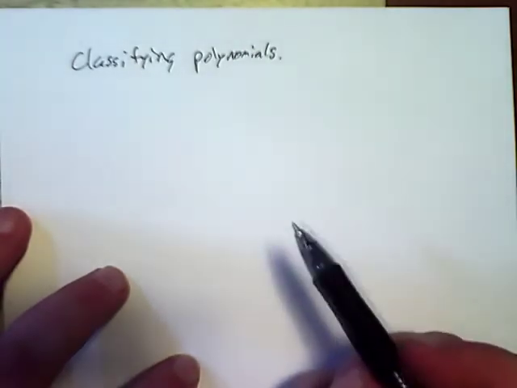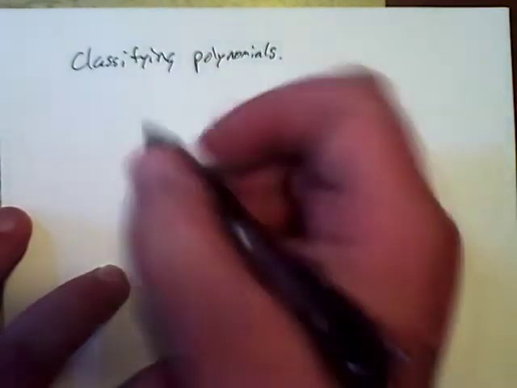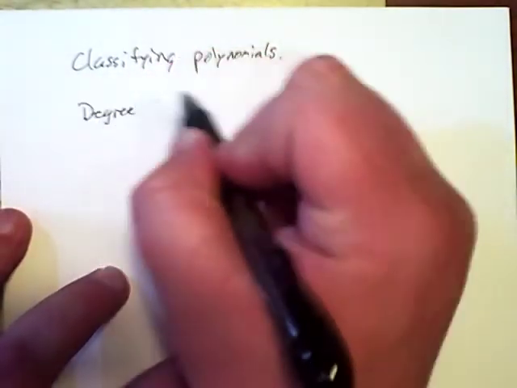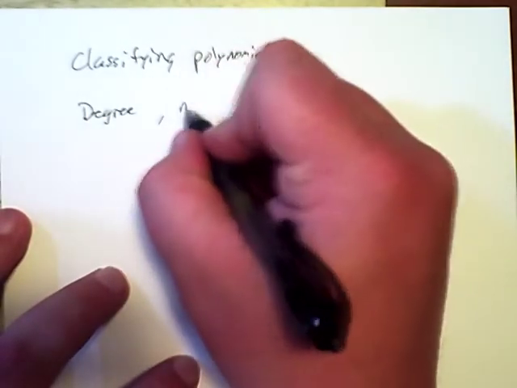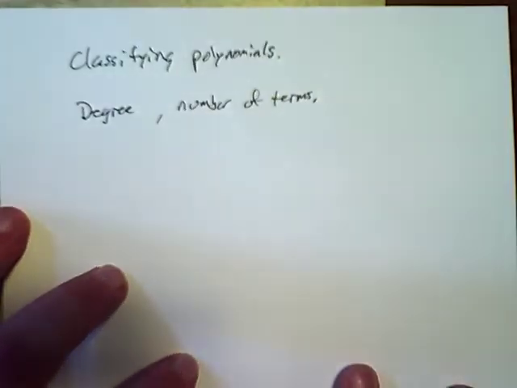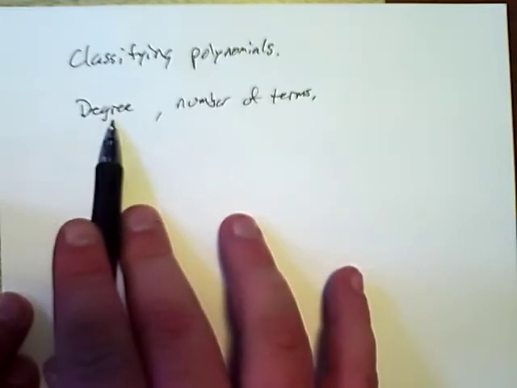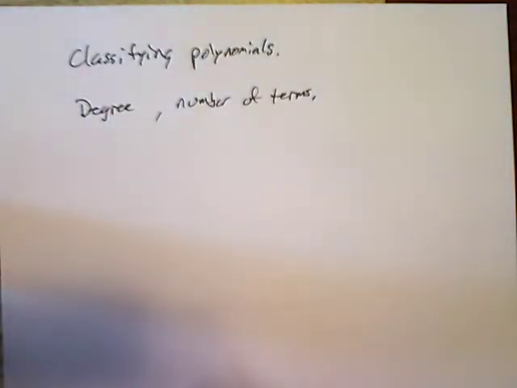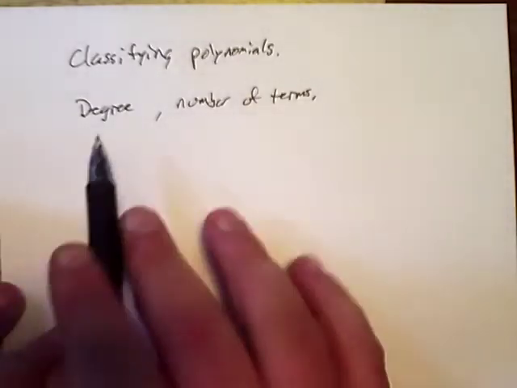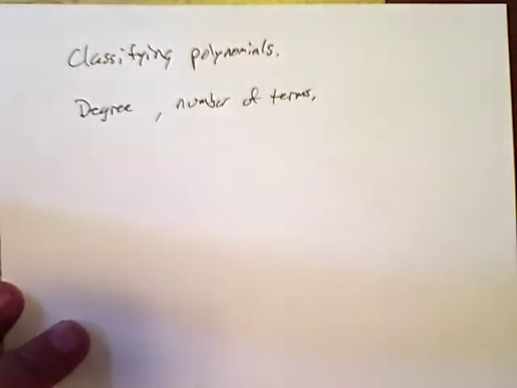When it comes to classifying polynomials, we want to take a look at two things. We want to look at the degree, and then we want to look at the number of terms. So we already know that the degree is the largest exponent that you see, and then the number of terms, so how many terms? And again, those are separated by addition and subtraction. Let's take a look at how we're going to classify the number of terms.